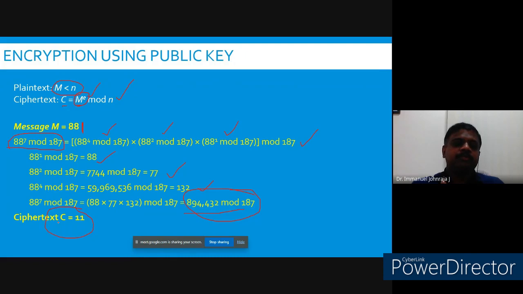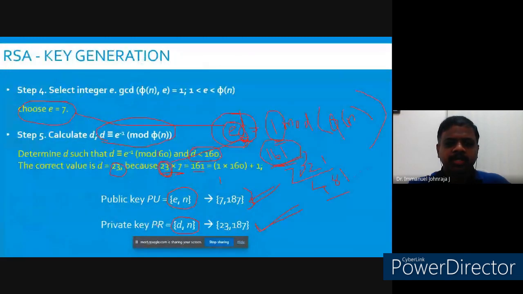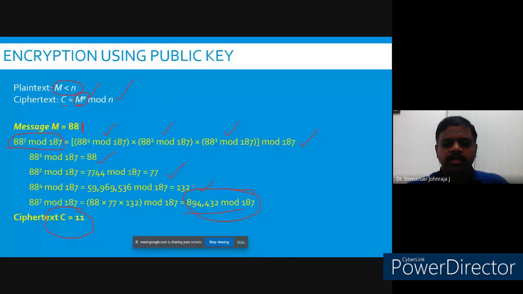So what's the procedure for decryption? You should use another key. You cannot use the same key. You should use another key for decryption. So we'll see in the next one, but we have to also see what could be the key. We should use the value of D and N, that is 23 and 187 to decrypt.